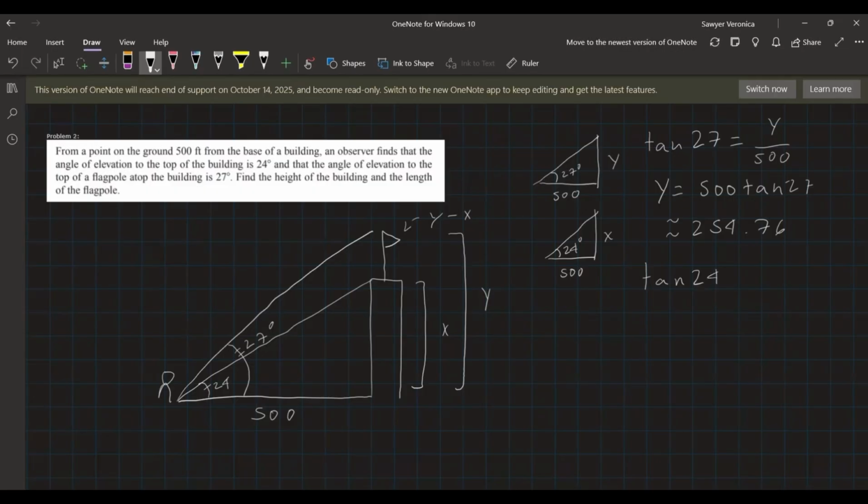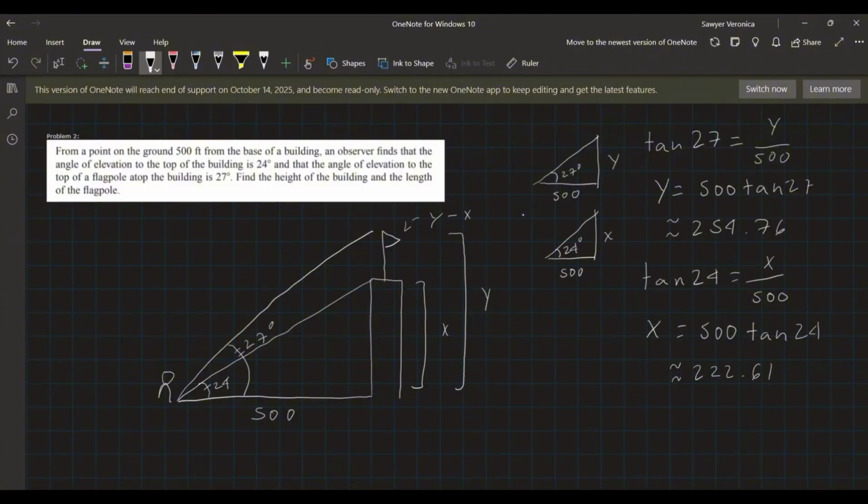For the second triangle, we would be using the same process, except two different values. Tangent of 24 is equal to x over 500. So x is equal to 500 times tangent of 24 degrees. And if we plug this in, 500 times tangent of 24, we would be getting around 222.61.